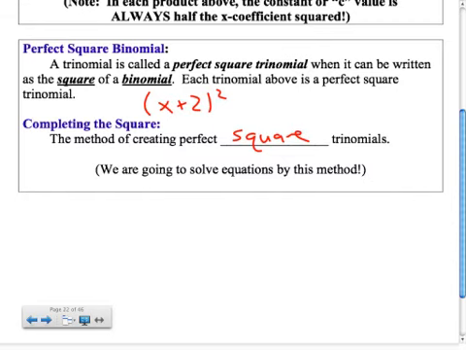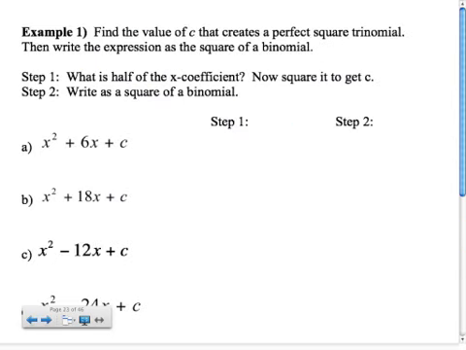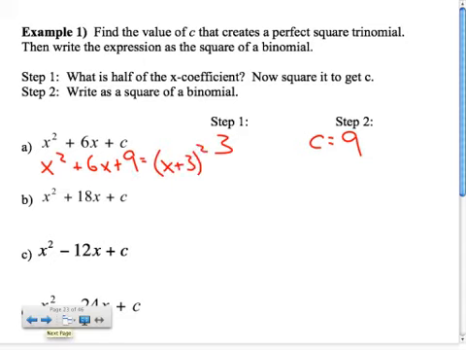So we're going to use this method to solve equations. What we want to do is, step 1, you're always asking what is half of the x coefficient, so what is half of the b? Well, step 1 here, half of the b is 3, and then you square that to get c. So step 2, you know your c value is 9. So you're going to write this as x squared plus 6x plus 9, and the advantage to that is this: when you factor that, that's going to be x plus 3 quantity squared.